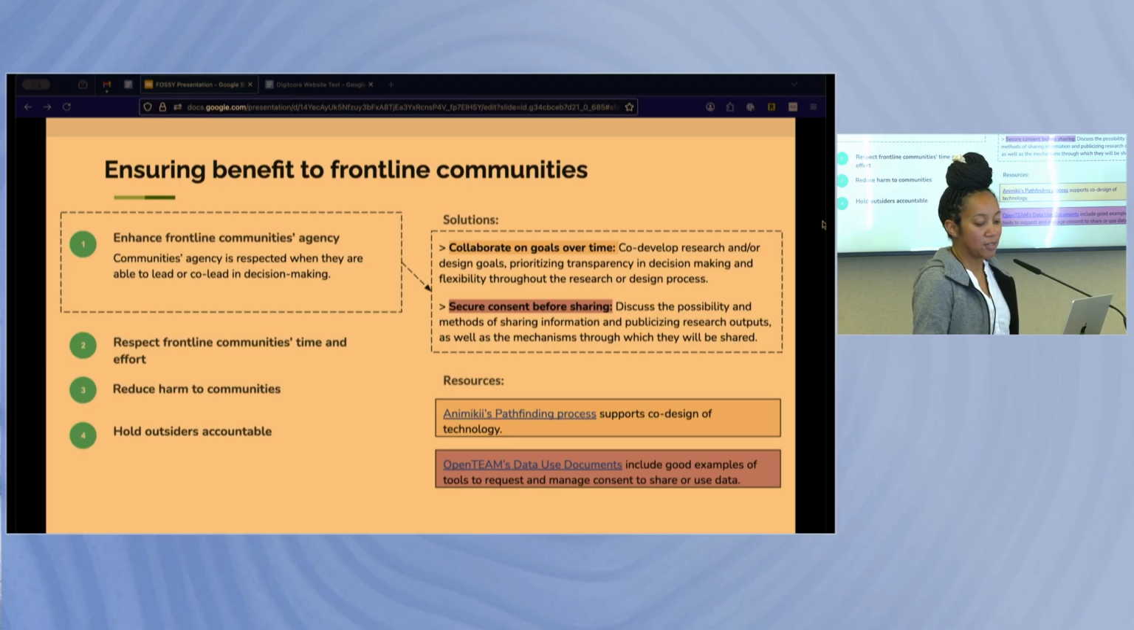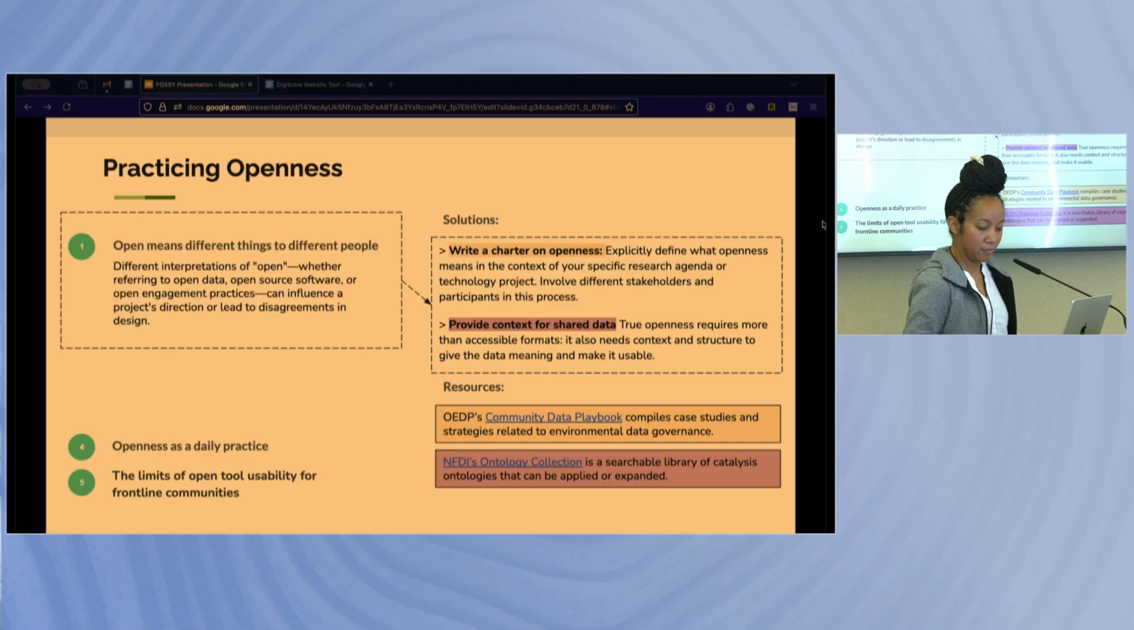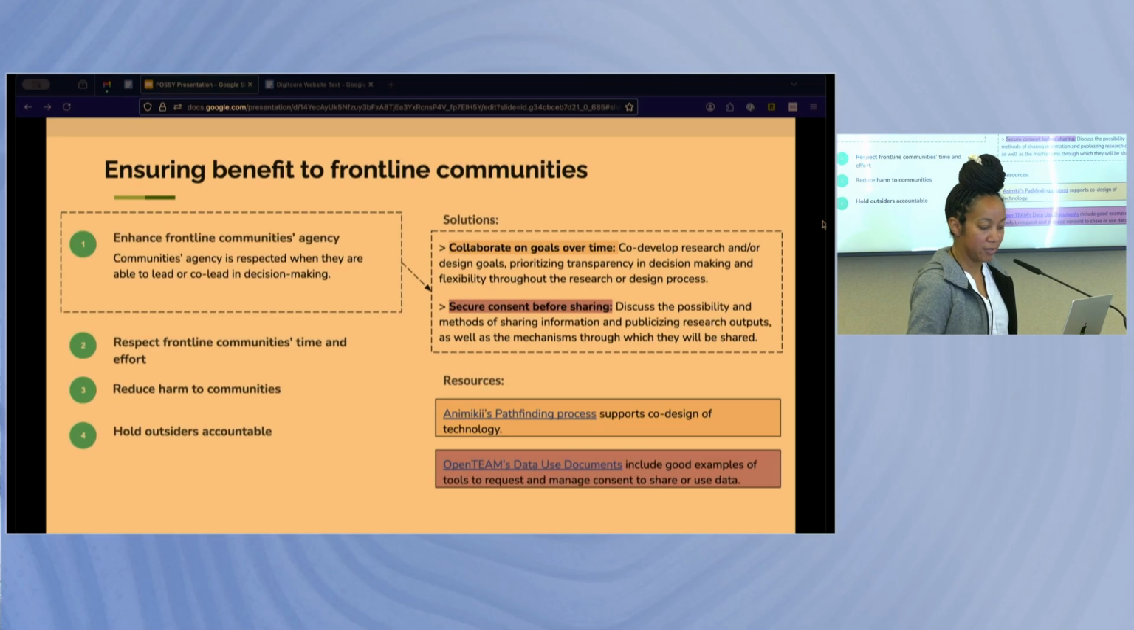So communities' agency is respected when they are able to lead or co-lead in decision making. Second pattern is respecting frontline communities' time and effort, then reducing harm to communities, and holding outsiders accountable. Sorry about that. In the case of the first pattern, a solution includes collaborating on goals over time.